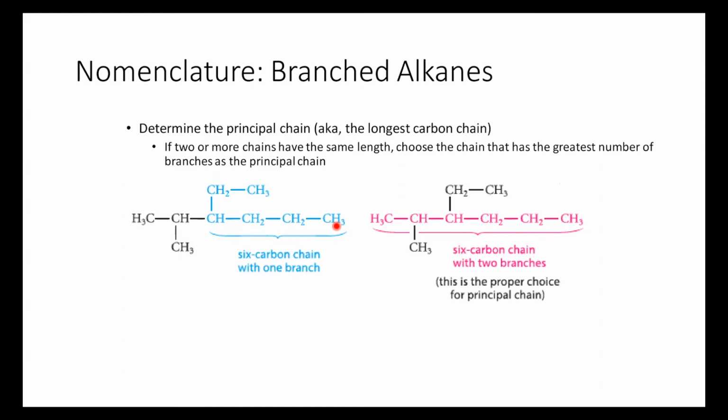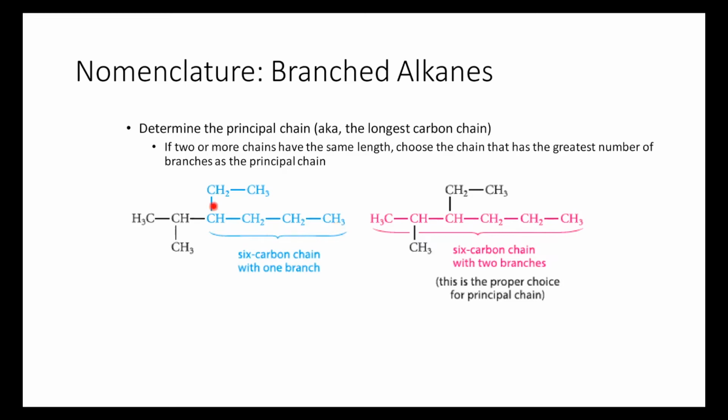So when you come into a situation like this where you have 2 or more chains that have the same length, how do you figure out which one is your principal chain? There can only be one principal chain, so we're looking for which one would work best. If we run into that problem, we have to look at which of these two possibilities has the greatest number of branches. By branches, I mean anything attached to the principal chain that is not the principal chain.